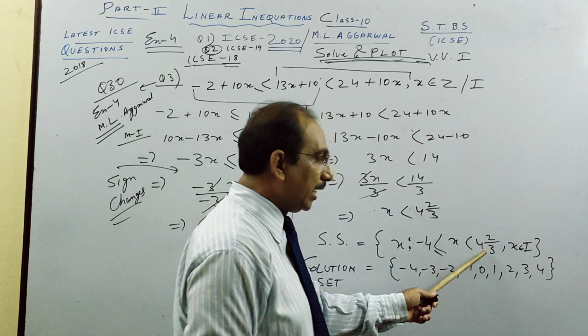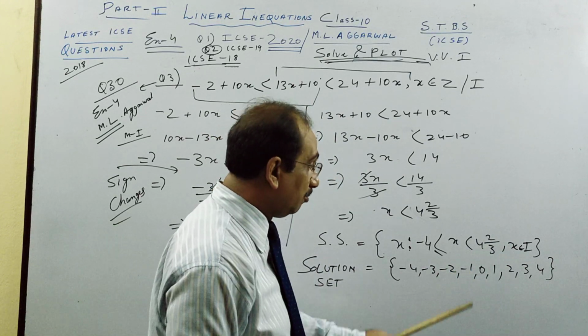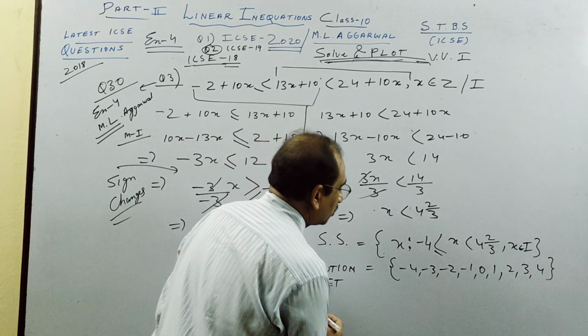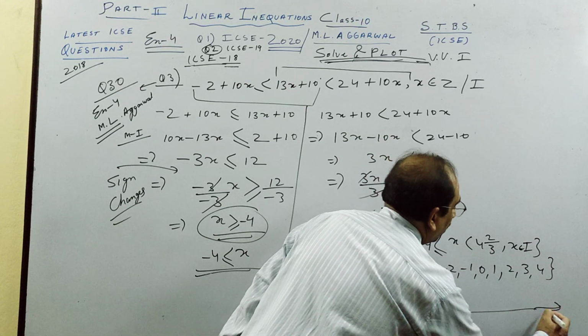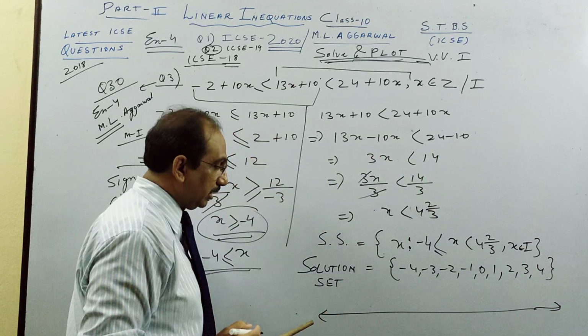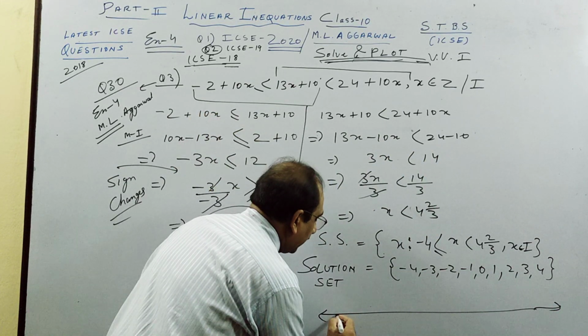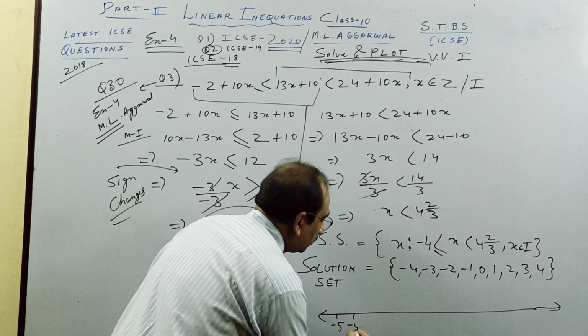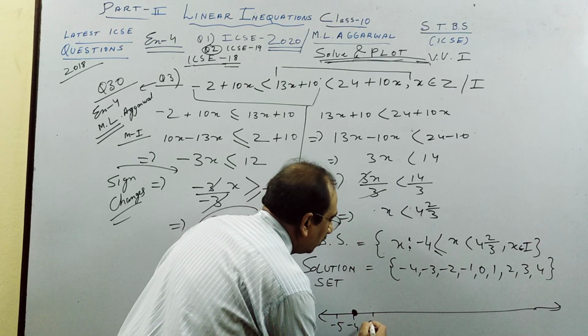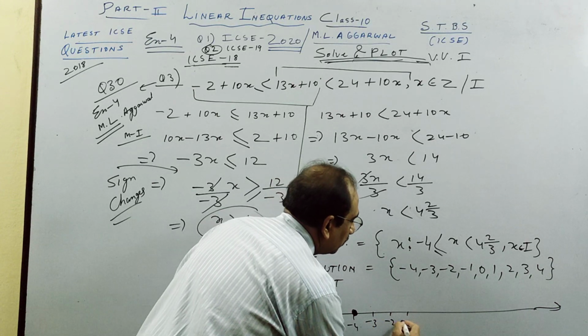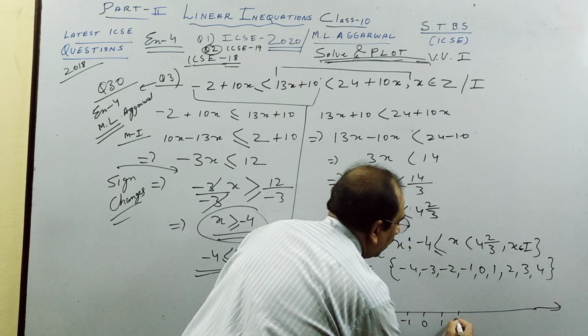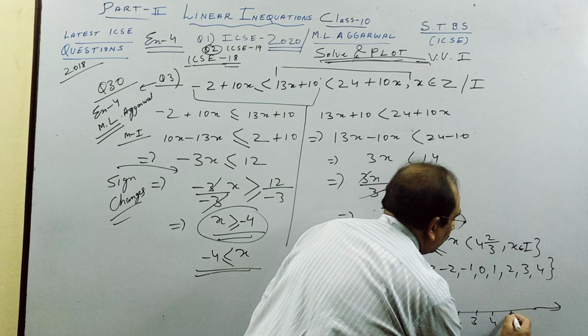Since this is integer, I will not add this because this is not a real number. Please see part 1 of my video. So when you plot, children, these are the very important things. Both side arrow, one extra this side. So minus 4 is there, I have to include. Minus 3, minus 2, minus 1, 0, 1, 2, 3, 4, 5.